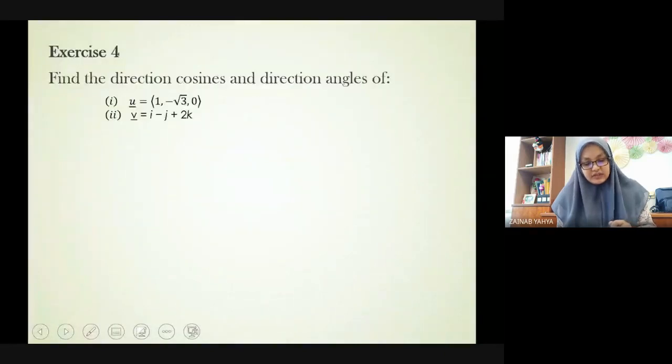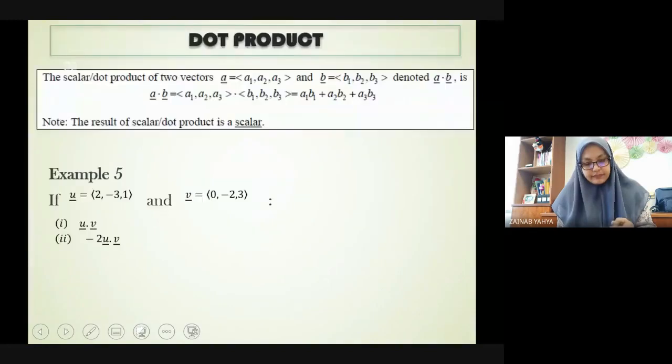So I leave the exercise as your homework later on. I give the question, I upload the question in the classroom, okay, no worry. So now a little bit more, dot product.